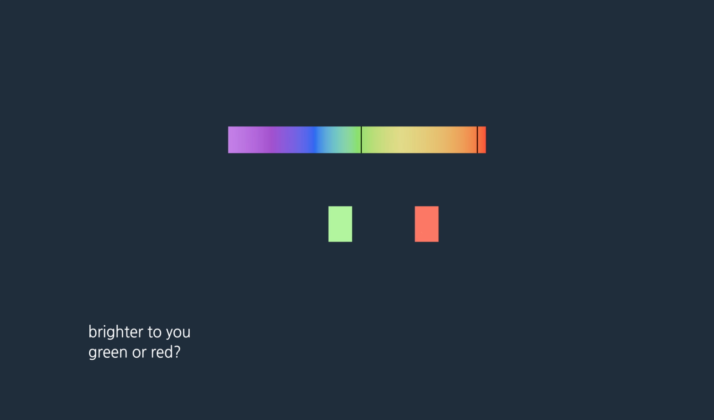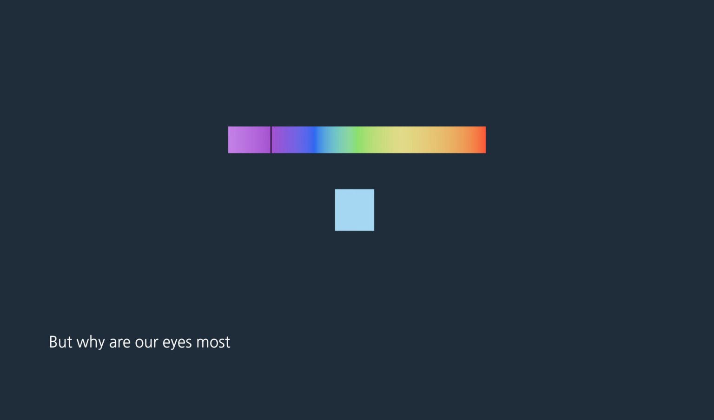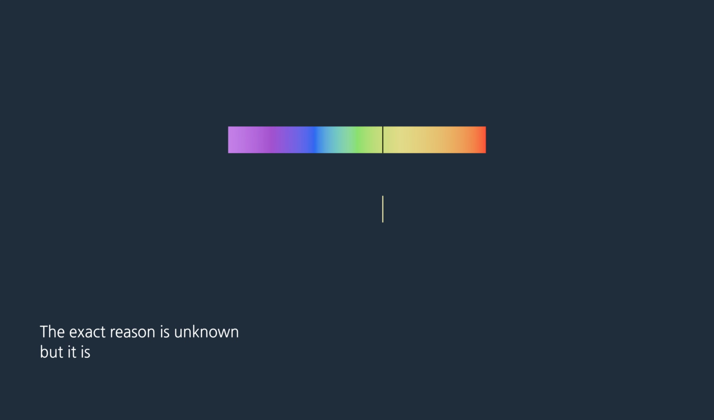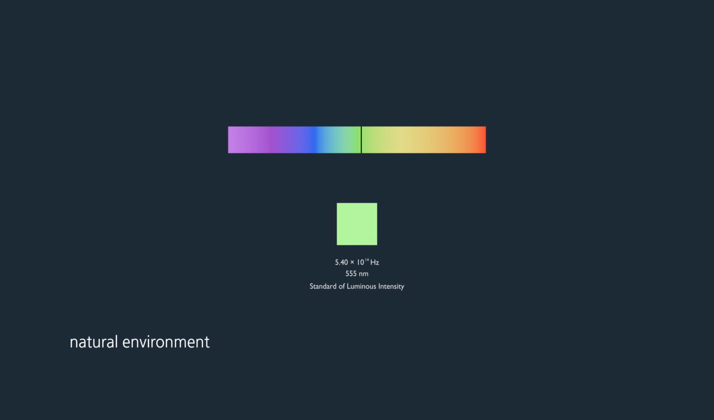Which color appears brighter to you, green or red? The human eye is most sensitive to green light within the visible spectrum. Luminous intensity is defined based on green light, to which the human eye is most sensitive, reflecting the characteristics of human vision. But why are our eyes most sensitive to green light? The exact reason is unknown, but it is thought to be an adaptation to the natural environment.